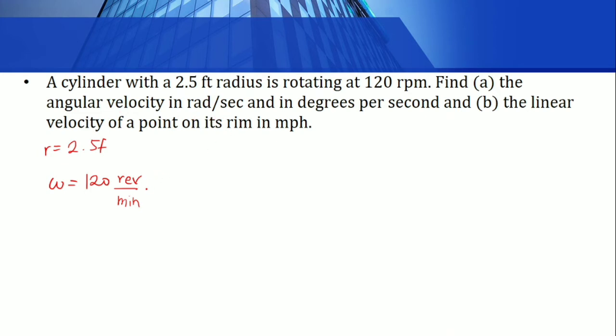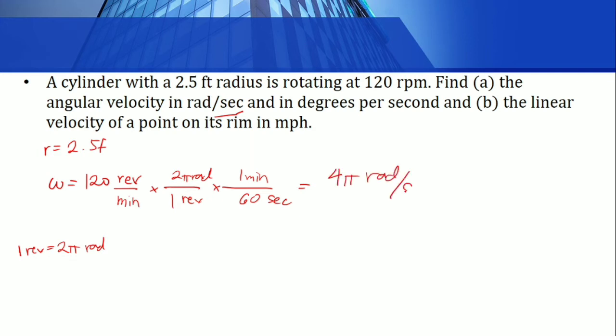Para ma-convert natin yan, i-multiply natin ng, diba sabi natin 1 revolution is equal to 2 pi radian. Para ma-cancel yung revolution doon, 1 revolution is equal to 2 pi radian times, naka-minute siya, sabi doon naka per second dapat, so 1 minute is equivalent to 60 second. So yung magiging sagot natin is 4 pi rad per second.